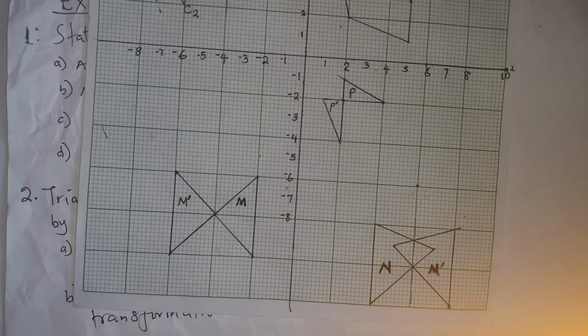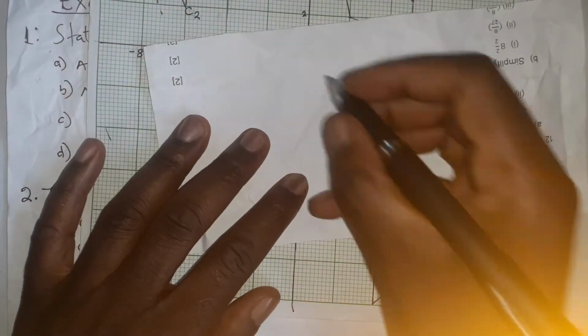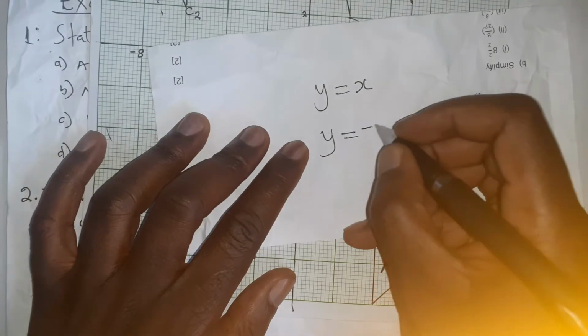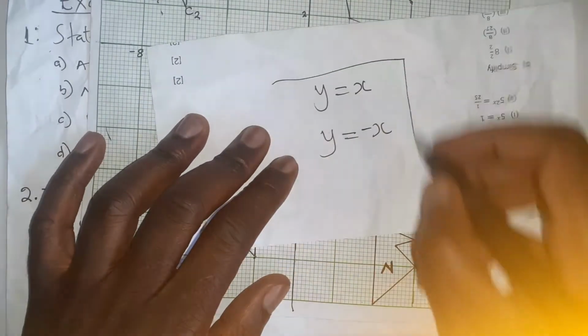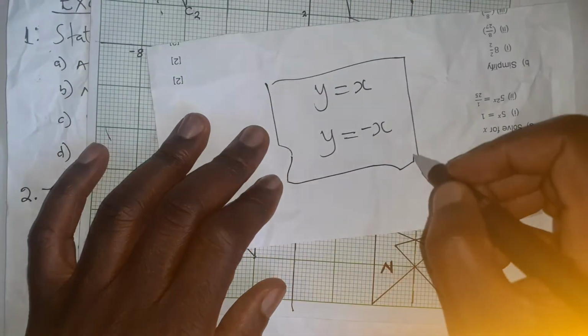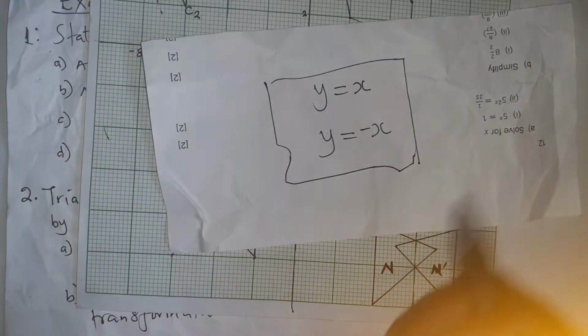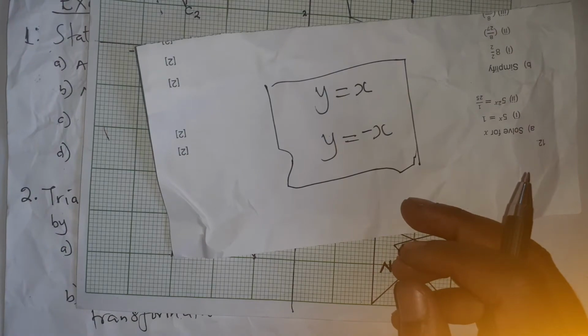We have special equations, equations like this one: y is equal to x and y is equal to negative x. These equations, we don't need to draw them. We can tell when you just look at the positions of the object and the image.